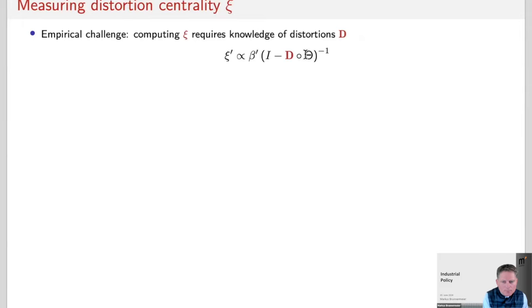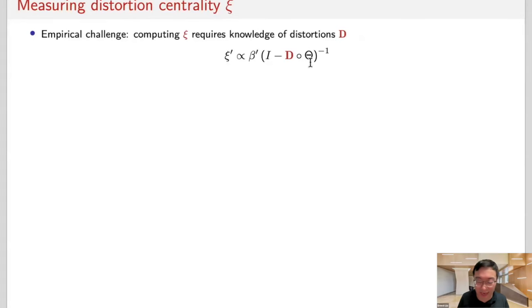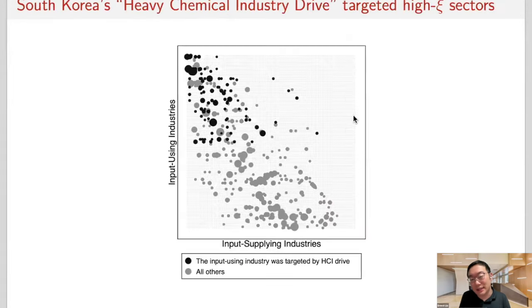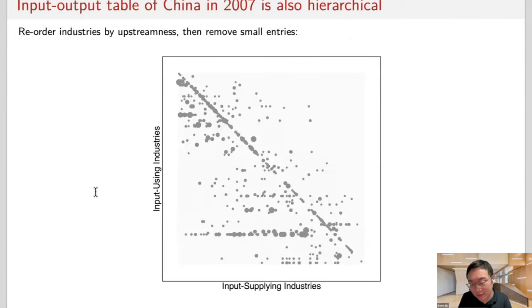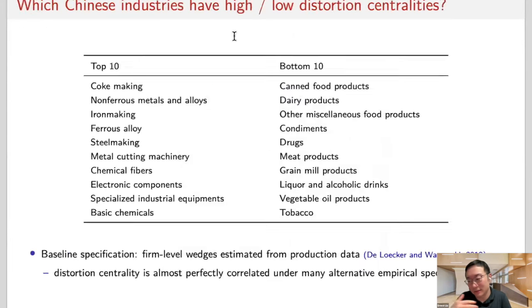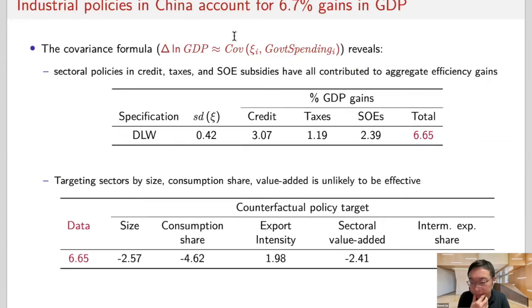But mismeasurement could still be an issue if you only have very aggregate data. I can't go from this level of aggregation to a finer level because that's not available. But in the paper, what I do is I try to bundle sectors together to make it more aggregated, and results are fairly robust to that.